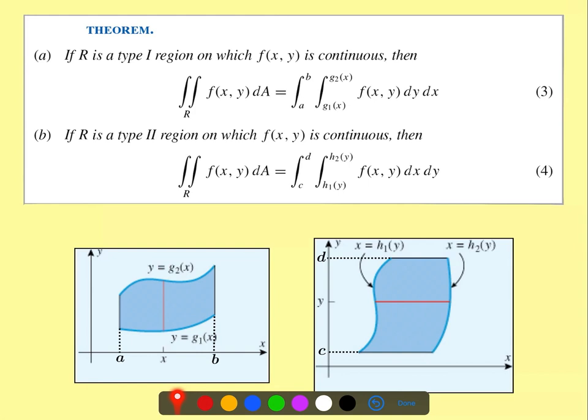So on the second type of region, we have y between c and d. And so we have y going from c to d here. And then for each fixed y between c and d, we want to think of x as going from the left curve to the right curve. So again, I'm going the direction of the positive x-axis. I'm going from the left to the right. So x equals h1 of y to x equals h2 of y. And that's what we have here.